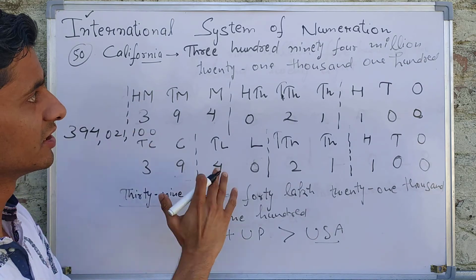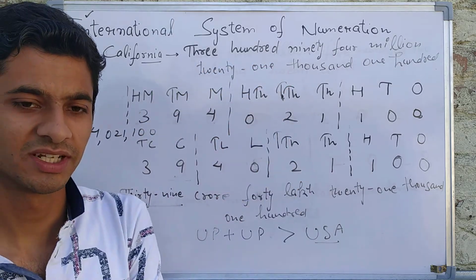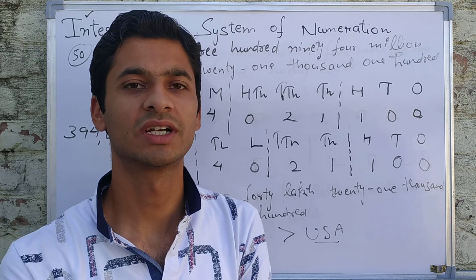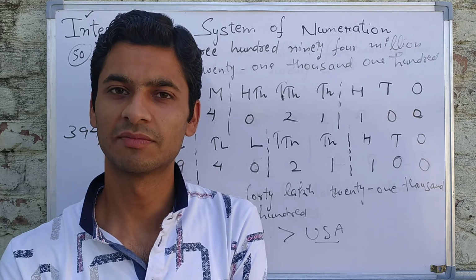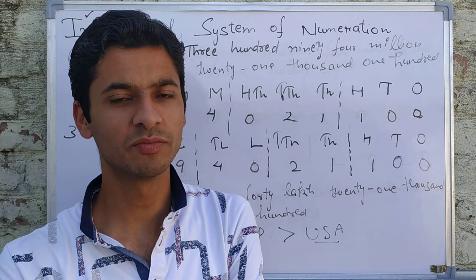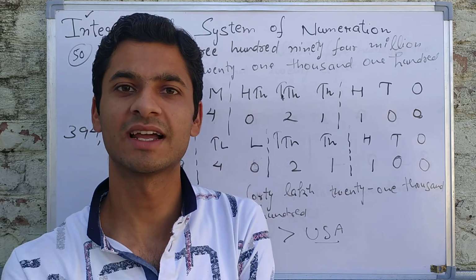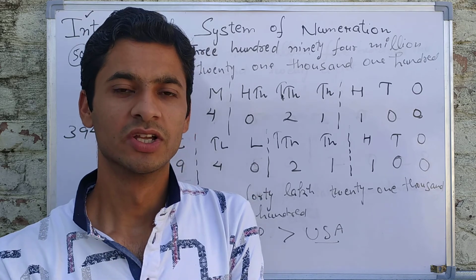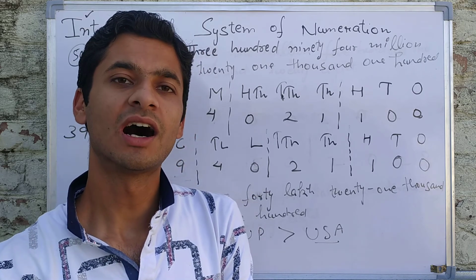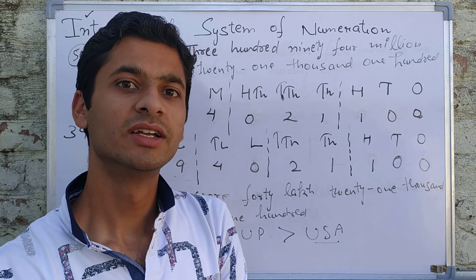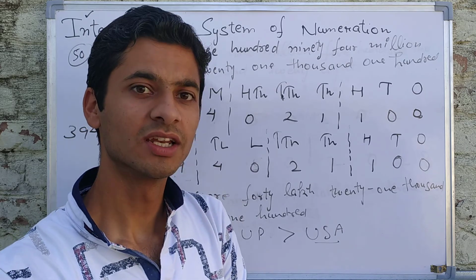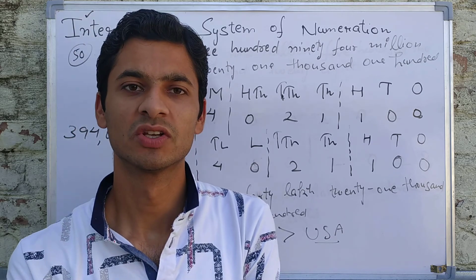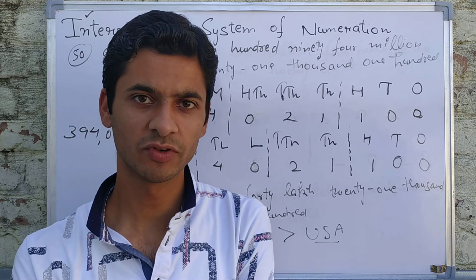This is how we learnt about the international system of numeration. We learnt what millions are, and after millions there is something called billions. In the Indian system of numeration there was lakh, crore. In the international system of numeration, there is 100,000, million. And we learnt how to convert number names into numbers and numbers into number names. So that was all for the international system of numeration.